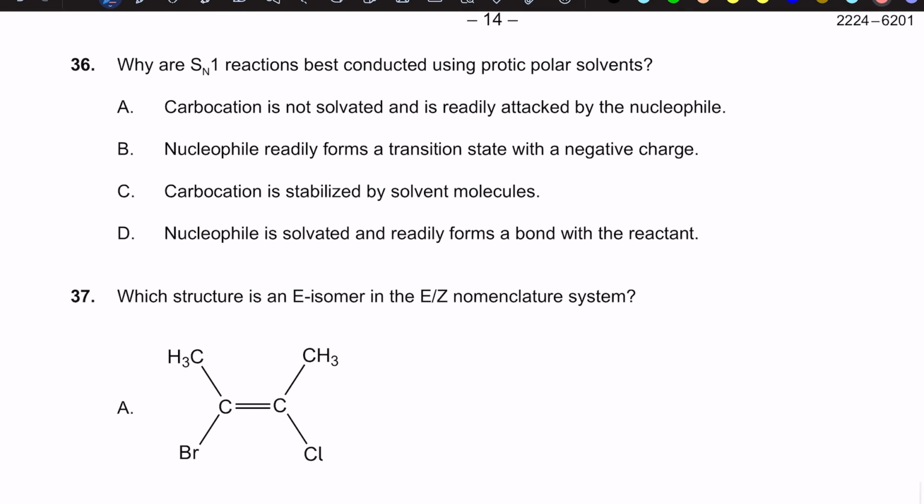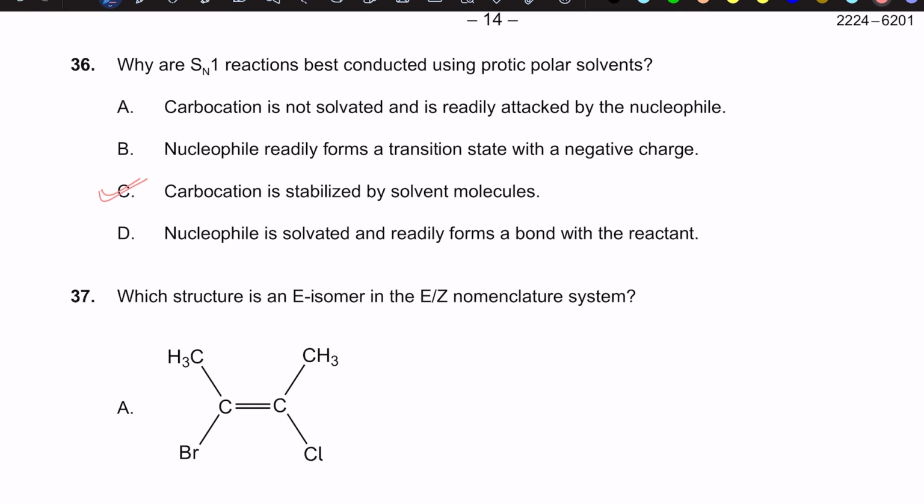Moving to question 36: why are SN1 reactions best conducted using polar protic solvents? Basically, in SN1 reactions the carbocation is produced. If you have a polar protic solvent, these solvent molecules will be able to stabilize the carbocation enough that the nucleophile can come in and complete the reaction. So the answer will be option C: carbocation is stabilized by solvent molecules.